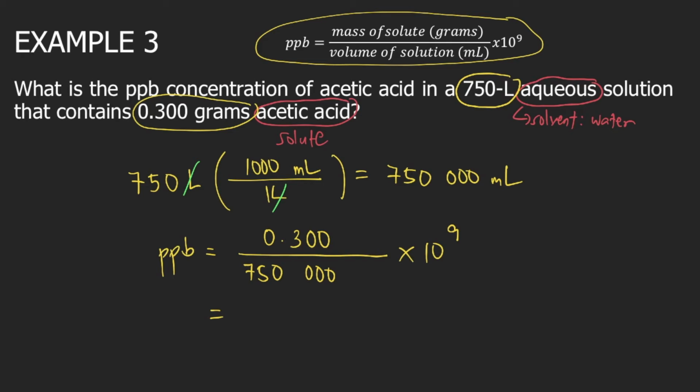And if you solve this in your calculator, 0.300 divided by 750,000 times 10 raised to 9, this is equal to 400 ppb. So this is the answer to example 3.